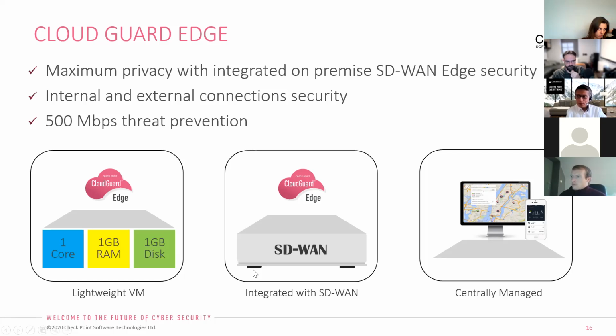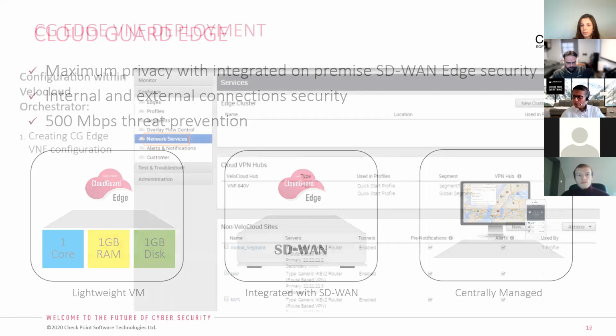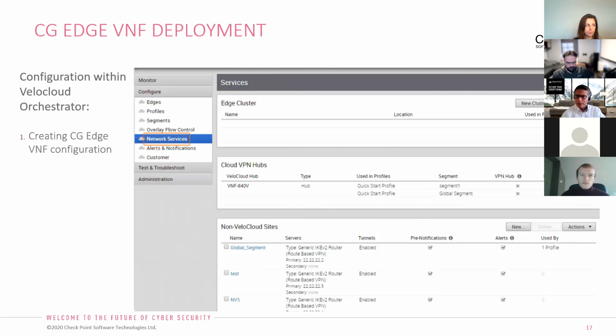So once it's installed, it really runs on top of your CloudGuard Edge solution, and it can be managed centrally via the orchestrator or our Infinity Portal, for instance, which is one of the management tools that we offer to monitor this. So how does it work? Just a few screenshots to show you how it works.